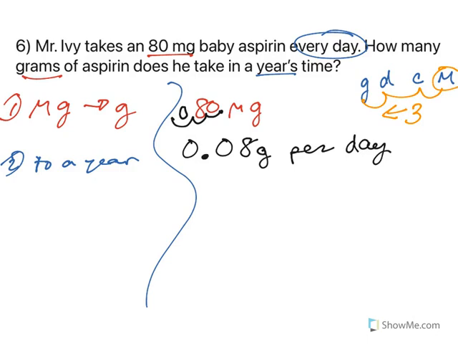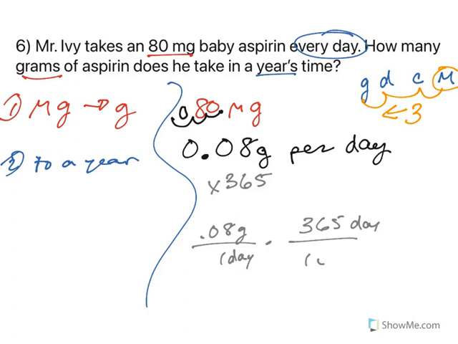Now, how many days are in a year? Well, we'll go with the traditional 365 days in a year. You can think of that as, this is per 1 day, and then 365 days is 1 year if you want to do dimensional analysis. Either way, we take 0.08 times 365, and we get 29.2 grams per year.